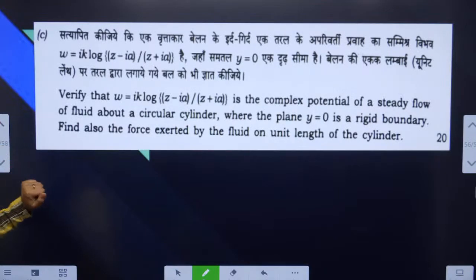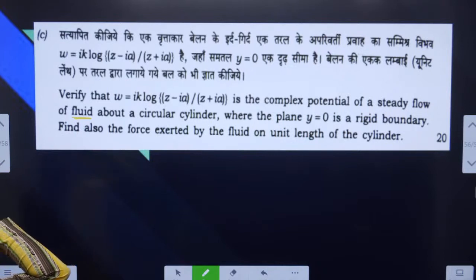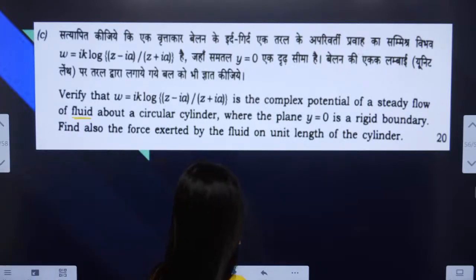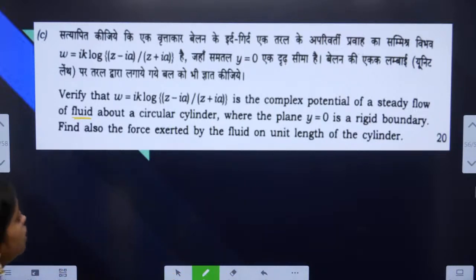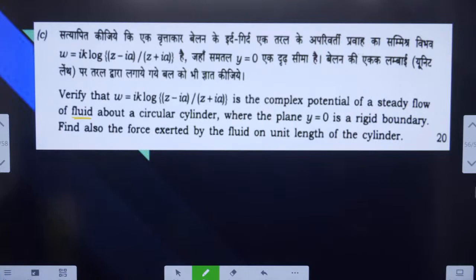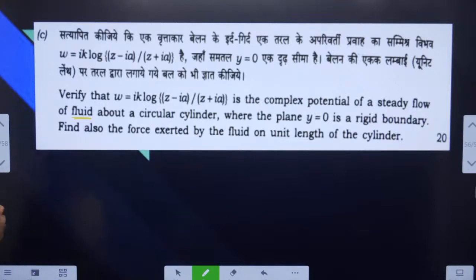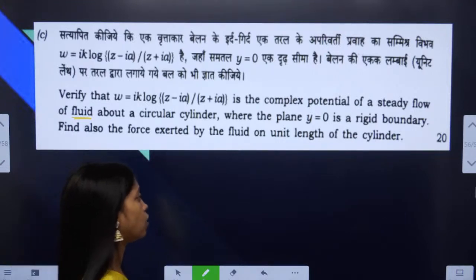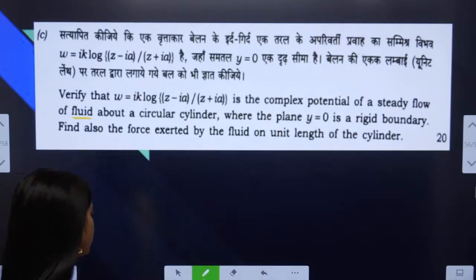Last question, this is the last question, again from fluid dynamics. It was asked: verify that W equals iota k log of (z minus iota a) upon (z plus iota a) is the complex potential of the steady flow of fluid about a circular cylinder, where the plane y equals 0 is a rigid body. Find also the force exerted by the fluid on unit length of the cylinder. Again, much work is required.